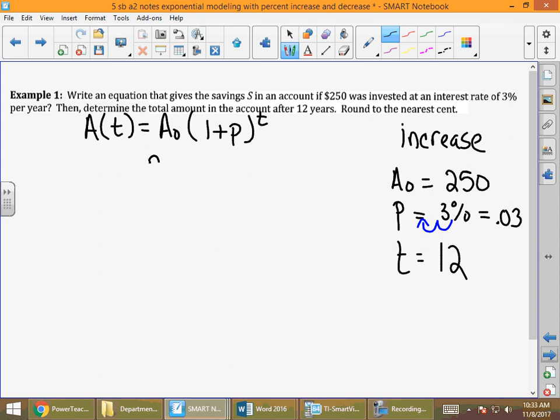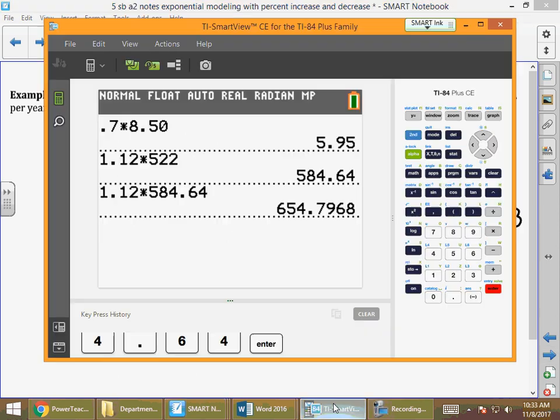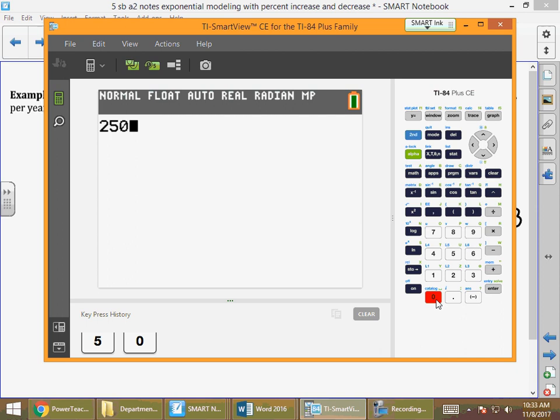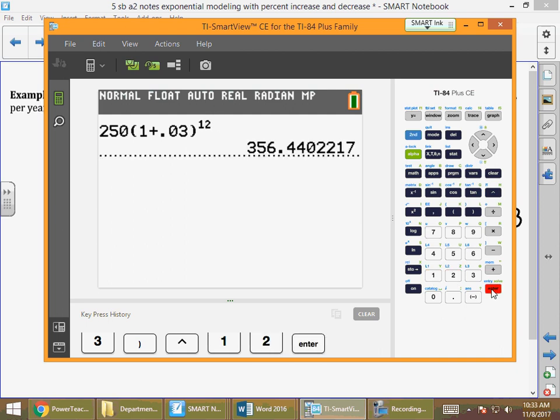So now we have 250 times 1 plus 0.03 to the 12, and then we can type it in. 250 times 1 plus 0.03, caret to the 12th. Once again, we need to round our money to the nearest hundredth. It's two decimal spaces. This says 0.440. So the zero is going to allow us to leave that as 44.